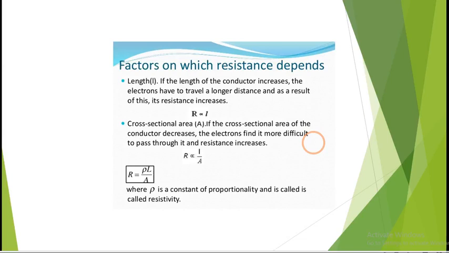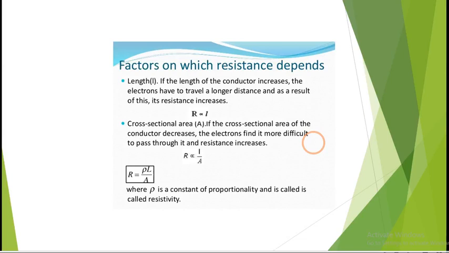We consider that rho as a proportionality constant and it is called the specific resistance or resistivity. The value of rho is RA upon L. Now according to that, the SI unit becomes ohm meter. Resistivity of a conductor is numerically the resistance per unit length per unit area of cross section of the material of the conductor.